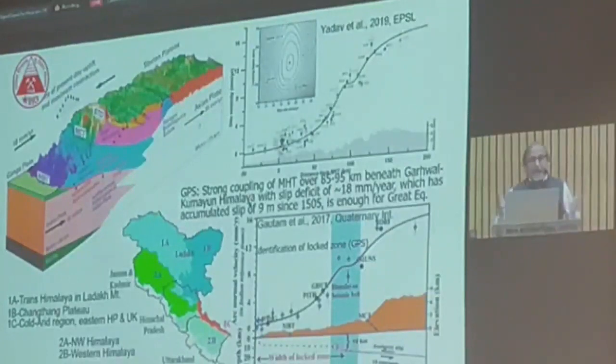If the entire accumulated energy is released, then the Kumaon Garhwal Himalayan region has the capability or potential for generating a major earthquake or great earthquake in that region. And you can see from here that if the accumulation happens at this rate in the region, we are expecting it to happen.